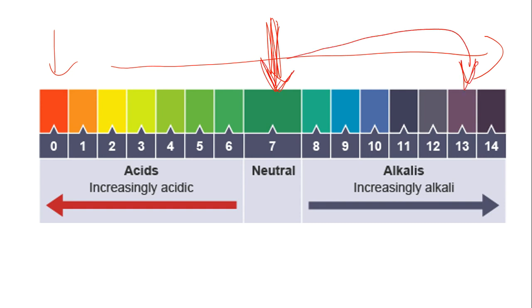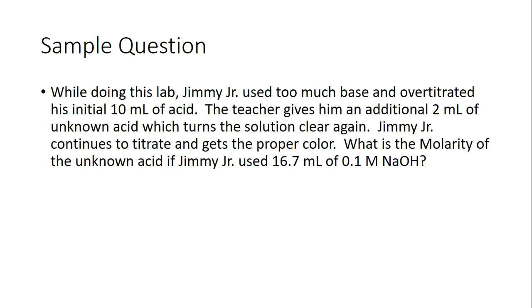And so what the professor or the teacher said is like, hey, you know what? We can make it go back to acid by adding a little bit of acid. So that's what happens in this situation. So Jimmy Jr. adds too much and the teacher gives him 2 more mils. So he started with 10, he went too far, so they now have a total of 12. So the volume of the acid is now going to be 12 mils. And mils is fine as long as my other thing's in mils, which it is.